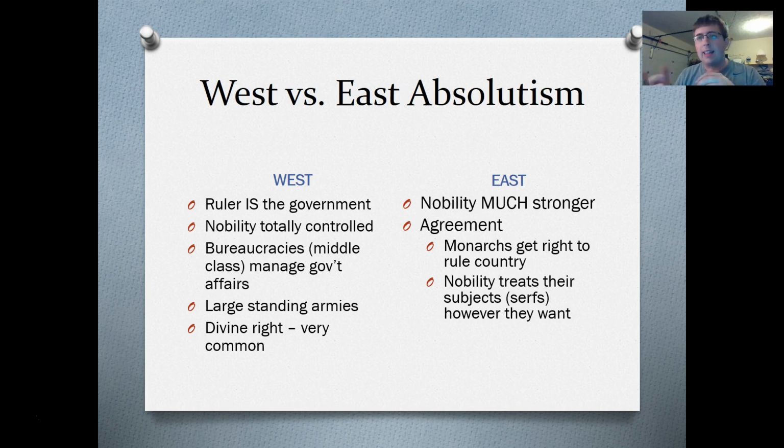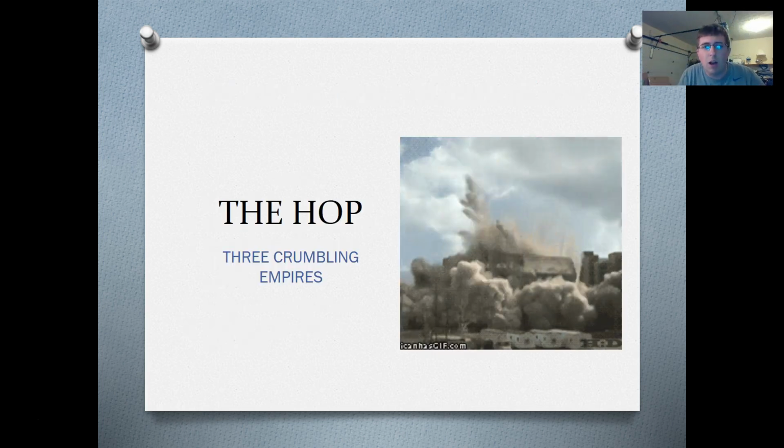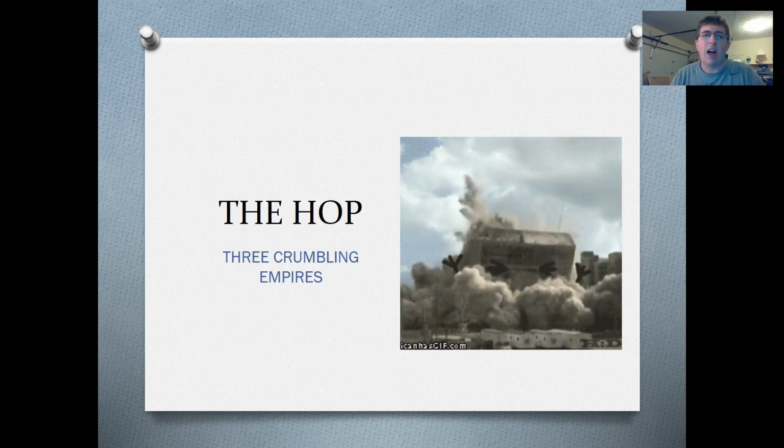And at the end of the day, they have to do what Richmond says, but at the end of the day, they also get a little bit more influence than the nobles in the West. And divine right is not as respected because the king is ruling because of the nobles' permission. So again, West versus East. So let's look at the HOP.